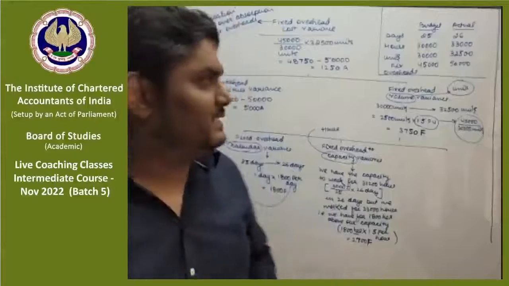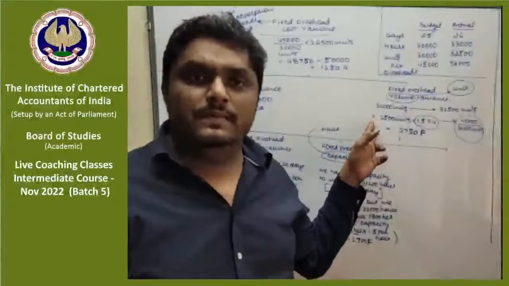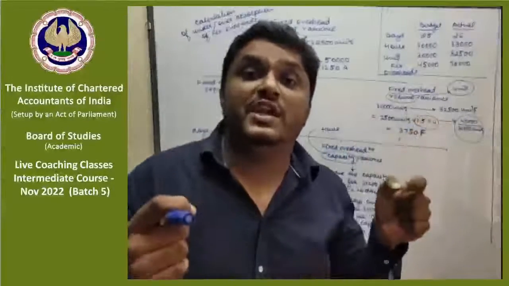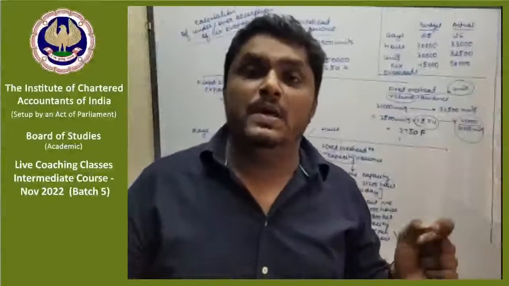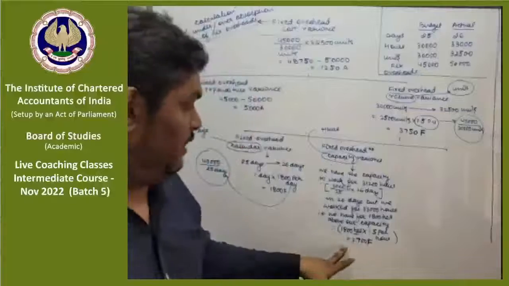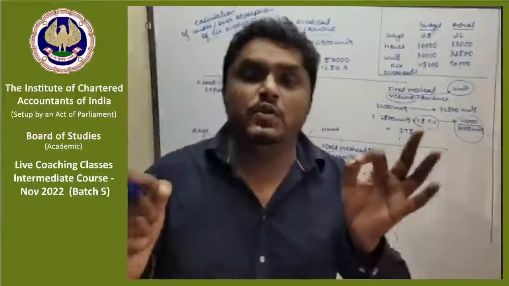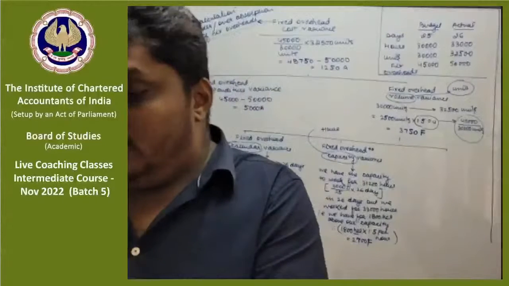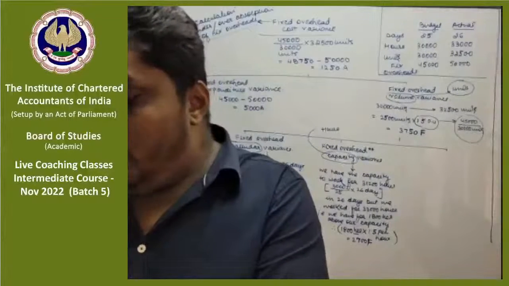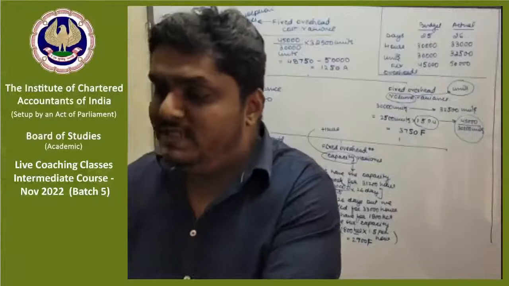Okay, Pooja PS. If it is units, we will be using budgeted rate per unit. If it is hours, we will use the budgeted rate per hour. If it is days, we will use the budgeted rate per day. Any doubts, Rajiv Kumar, Shivani? Waiting for your queries, guys.